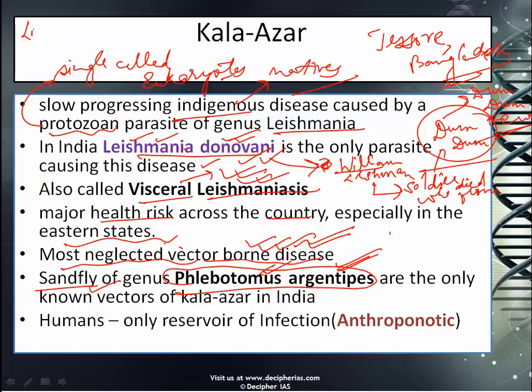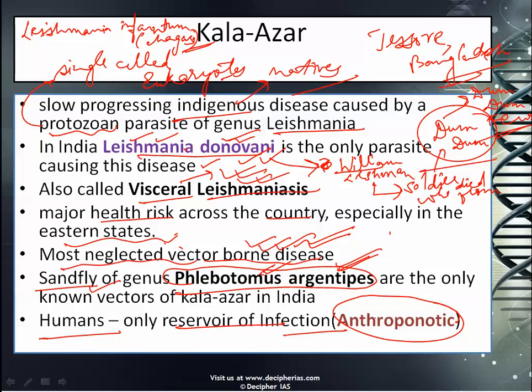It is Leishmania infantum or chagasi. Leishmania chagasi it is also called. Fine. So humans are the only reservoir of infection. It is called anthroponotic. That is, only humans are infected by this sandfly or bitten by the sandfly through which that parasite is transferred. So let's move to the next slide.